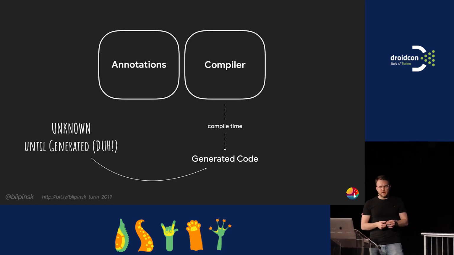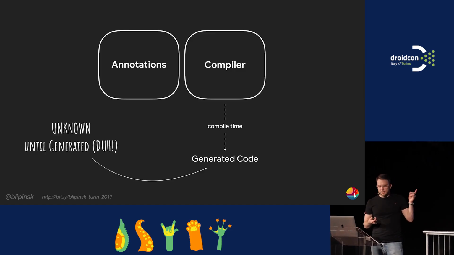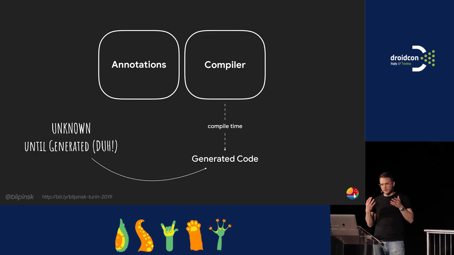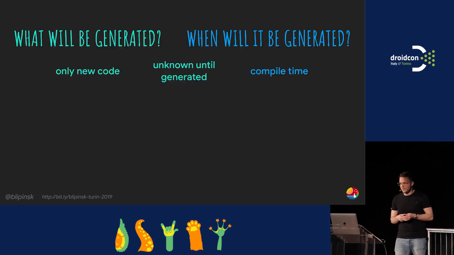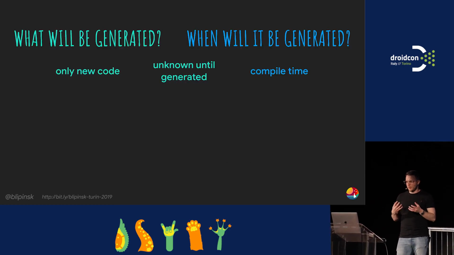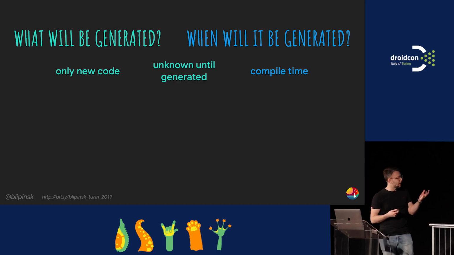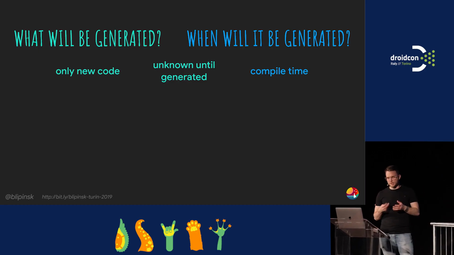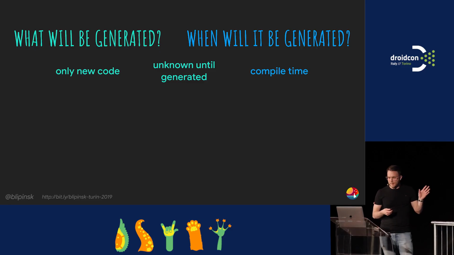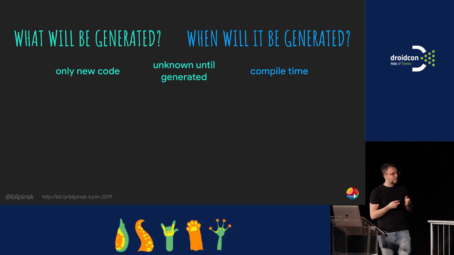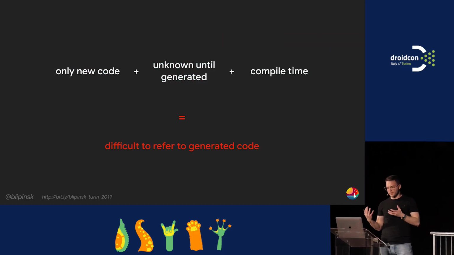And the last thing may seem a bit redundant or unnecessary, but the generated code is actually unknown until it's actually generated. Those three facts raise two important questions from the perspective of a user of the library. The first two raise the question of what code will actually be generated, and the third creates the question of when it will be generated. And from all those three things, you can come to a simple conclusion: it's very difficult to refer to generated code. It's very difficult to actually use the generated code.